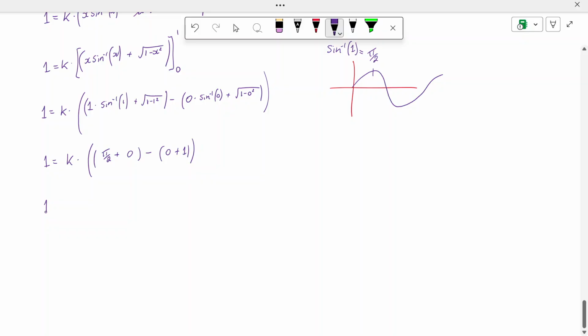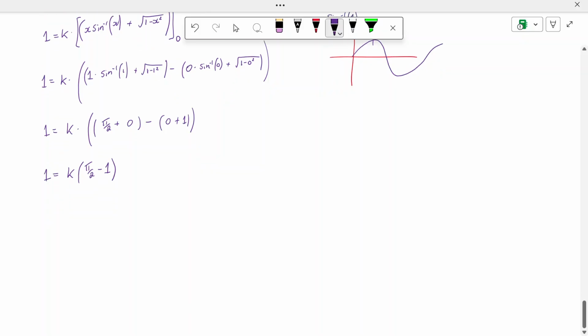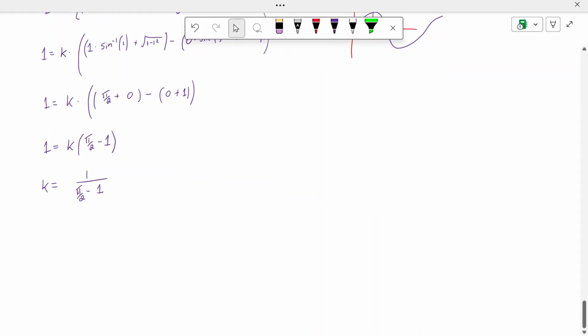Alright, now we're cooking. So when I simplify this, I've got 1 equals k times pi on 2 take 1. I'm going to divide both sides by pi on 2 take 1, and I get k equals 1 on pi on 2 take 1. And I'm done. I've found my value for k. You'll notice that in these solutions, they go one step further and rationalize this, so everything's multiplied by 2, just to get rid of that pi on 2 on the denominator. I don't think you'd lose any marks if you didn't do this.